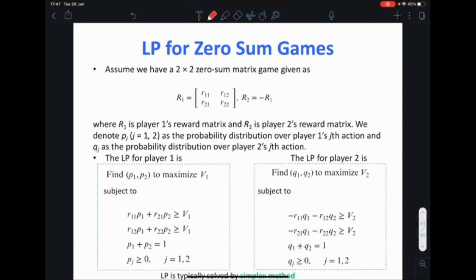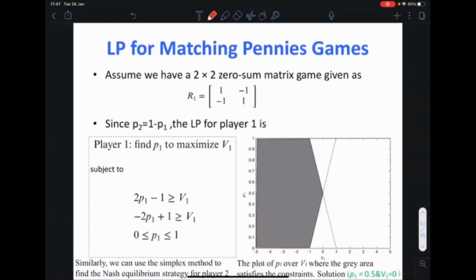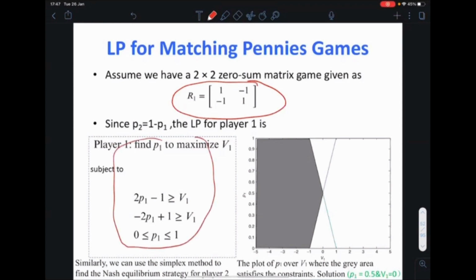An LP is typically solved by the simplex method. Here's a simple example. Let's say you've got this payoff function. If you have that, you can write it down as an LP, and you can find that the optimum solution is this.